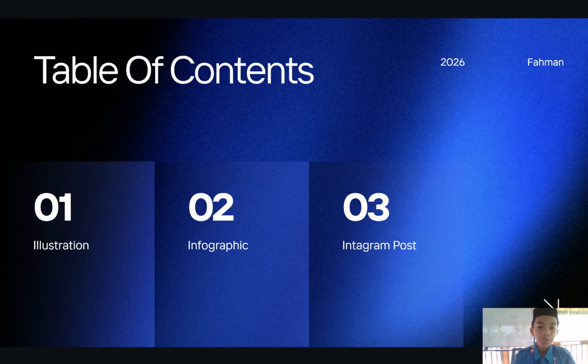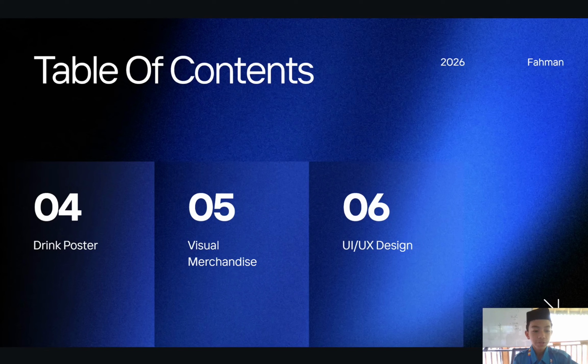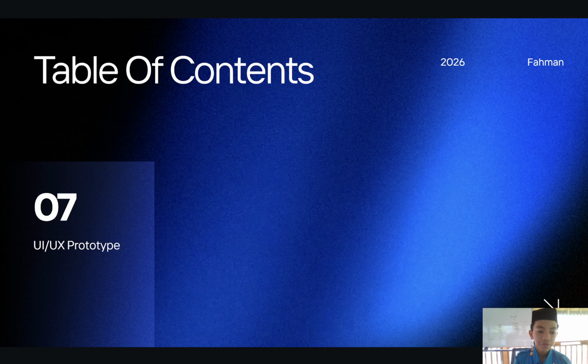So here, I'm gonna show you the table of contents, or we can say the projects that I want to present, or that I want to show to you all. Alright, so for the first project is my illustration project. Then second project is my infographic project. Then the third project is Instagram post project. Next, for the fourth is Dream Poster project. And for the fifth is Visual Merchandise project. And for the sixth is UI UX design. And for the seventh or the last is UI UX prototype.